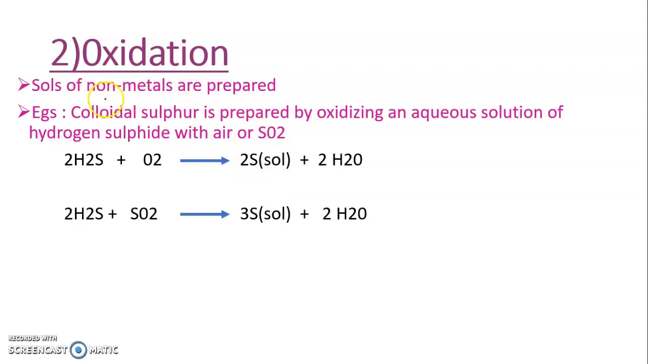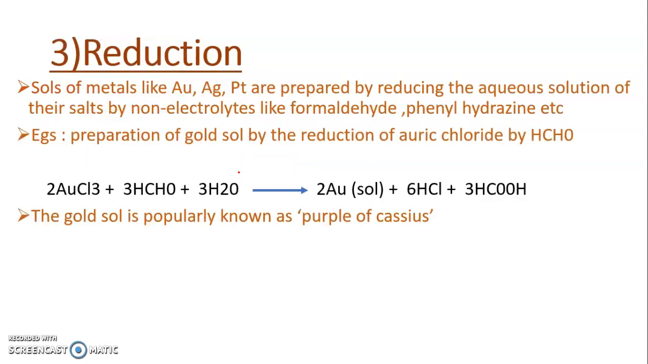The next method is oxidation. Salts of non-metals are prepared by this method. Example, colloidal sulfur is prepared by oxidizing an aqueous solution of hydrogen sulfide with air or sulfur dioxide. So this example is pretty much simple, wherein we are preparing colloidal sulfur by oxidizing it by means of air or sulfur dioxide. So oxidizing an aqueous solution of hydrogen sulfide gives us sulfur salt plus water. So that is the reaction.